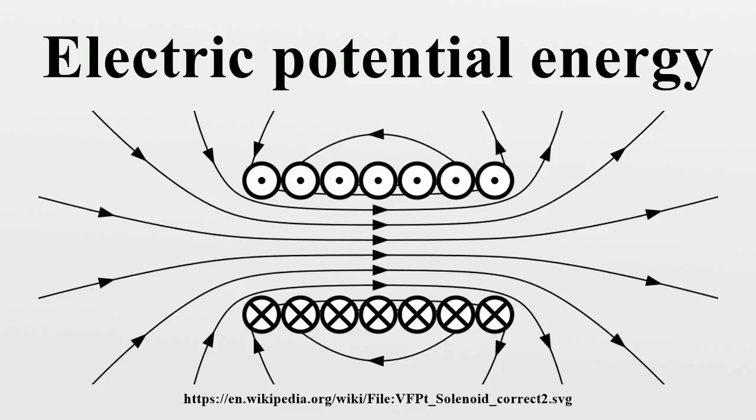For example, a resistor converts electrical energy to heat. This is known as the Joule effect. A capacitor stores it in its electric field. The total electric potential energy stored in a capacitor is given by the formula, where C is the capacitance, V is the electric potential difference, and Q the charge stored in the capacitor.